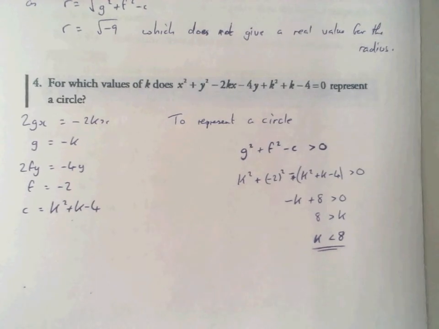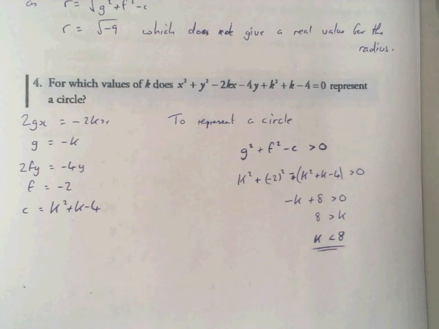Remember, to represent a circle, g squared plus f squared minus c must be greater than 0. So remember, to find the radius, we square root that value, so we need to be square rooting a positive real number for a radius to exist. So substitute in. So negative k squared will be k squared. Negative 2 squared will be 4. Subtract all of this. So guys, make sure to remember to subtract all three terms and not just the first term. So I'll have k squared minus k squared, which is 0.